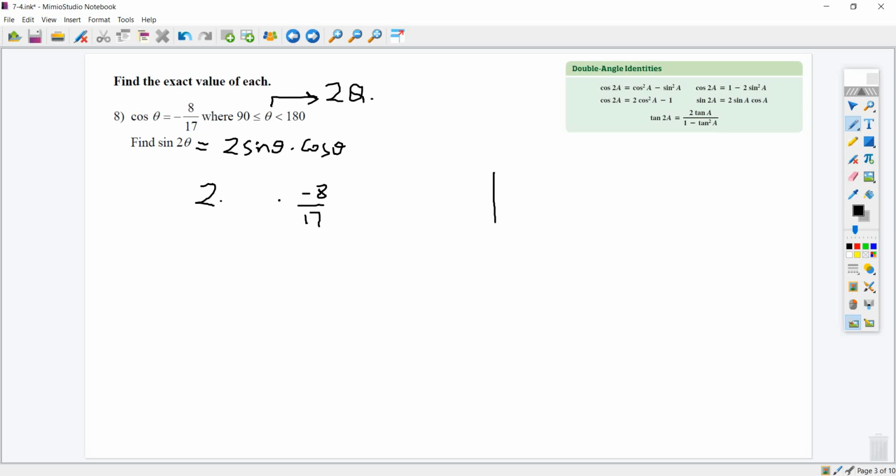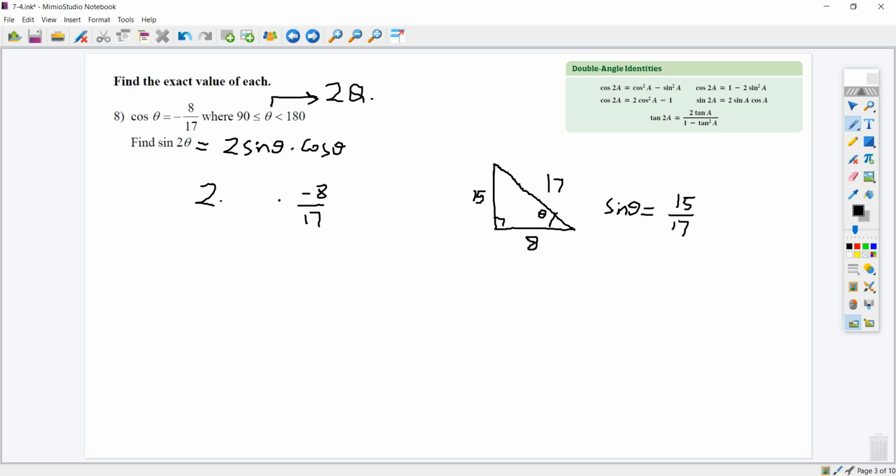How? By making a triangle like this one. Let's assign the theta here. Since cosine theta is negative 8 over 17, and cosine is the adjacent over the hypotenuse, there you go. And you need to find the missing side. If you do the math with the Pythagorean theorem, which I'm leaving to you, you will find that's a 15. So this is actually an 8, 15, 17 special triangle. So sine theta will be opposite over hypotenuse. That's 15 over 17.